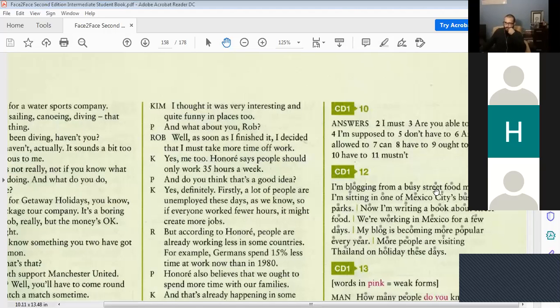I'm blogging from a busy street food market. Okay, Sana, you can start. I am blogging from a busy street food market.